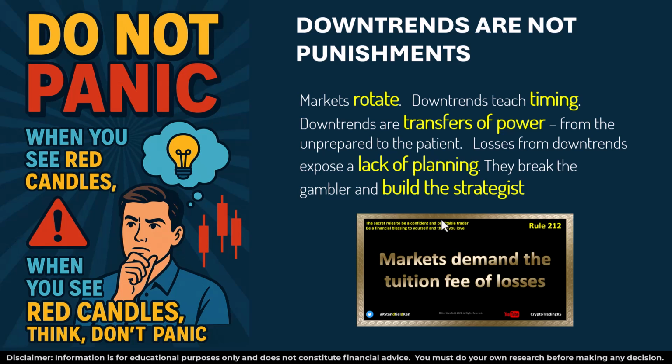Gamblers, no matter who they are or what they do, they always lose in the long run. You don't want to be a gambler, a retail gambler. You want to be a professional gambler when you gamble. Professional gamblers do one thing very, very quickly. They fold. A very useful rule is Rule 212. Markets demand the tuition fee of losses. What this means is that when you start to gain experience inside markets, you will get natural tuition fees in the form of losses. This is to make you pay attention. It's not personal, it's normal.